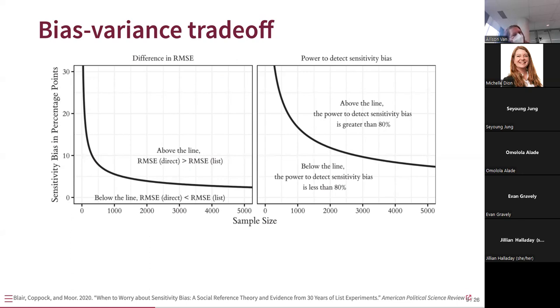So in the vertical axis, they have the sensitivity bias in percentage points. That would be the gap between those who would admit to the sensitive behavior with direct questions versus those who would only do so if they're asked the elicit experiment question. And the root mean squared error part here is just a metric that we are using in simulations to know how close we're getting to the actual answer. So what this figure is basically saying, these are indifference curves. So above the line, the error from the direct questions is bigger than the error from the elicit experiment questions, and we want error to be small. So above that line, you prefer elicit experiment over direct questions, but below the line is the other way around. You're better off asking direct questions because of this bias variance trade-off.